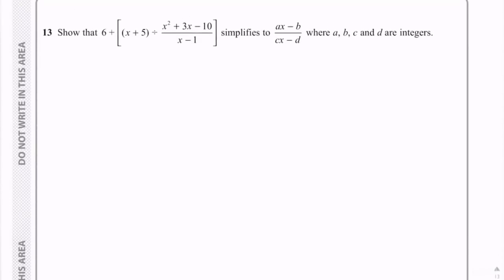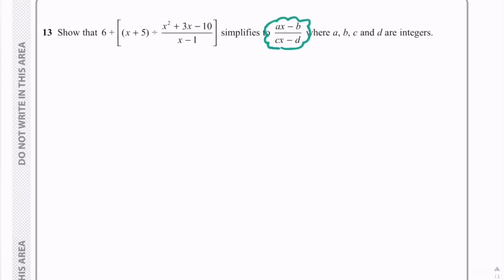On to the next one, we've got some algebraic fractions. We've got quite a lot going on in this one. We've got 6 add, and then we've got these 2 little algebraic fractions getting divided here. We've got to show that it simplifies to ax minus b over cx minus d. It does say that a, b, c and d are all whole numbers, all integers.